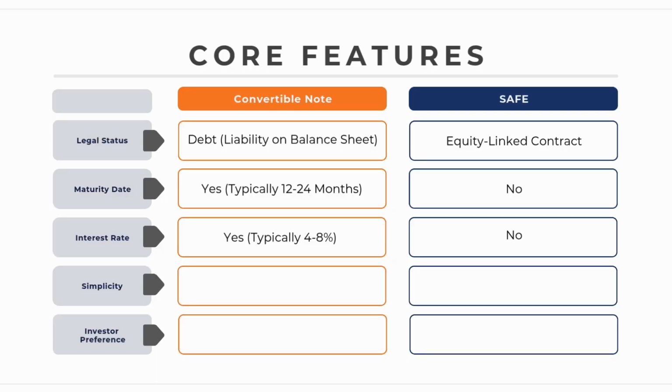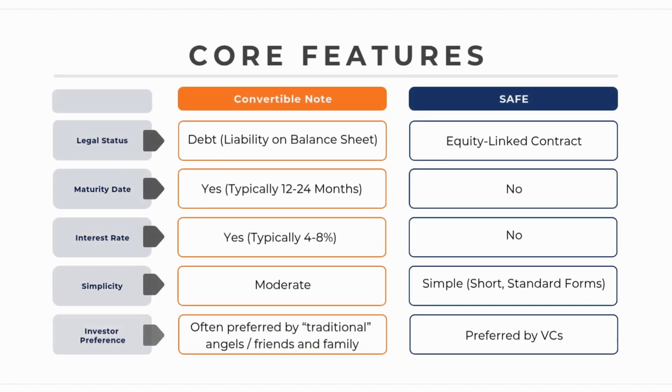So, one of the first key points I want you to take away from this: if you're a high-tech growth startup and you've got a clear path to a venture capital round in the next 12 months or so, a SAFE is typically going to be the default option.